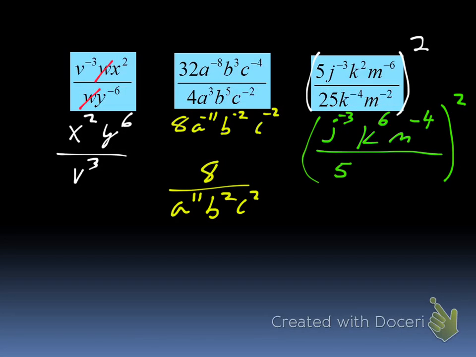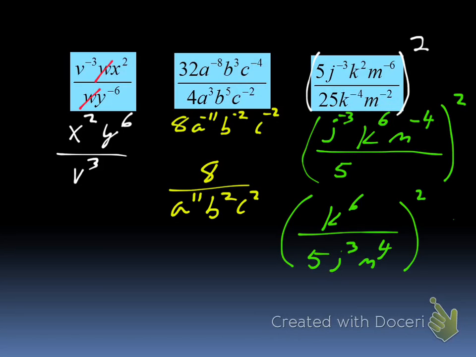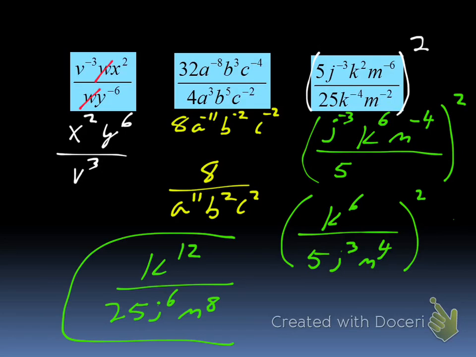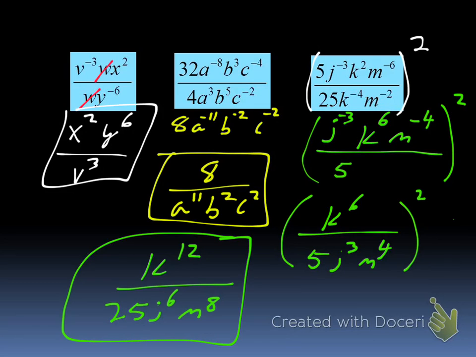Now, from here, in my mind, there's still stuff I can do on the inside, and that's what? Nope, inside. I can make my exponents be positive. So I do that next. Okay? So I keep my K, I move my J, I move my M's. All right. Last thing to do is what? Square everything. Okay. So k to the 12th over 25, j to the 6th, m to the 8th. Sorry, I ran out of room on that one.